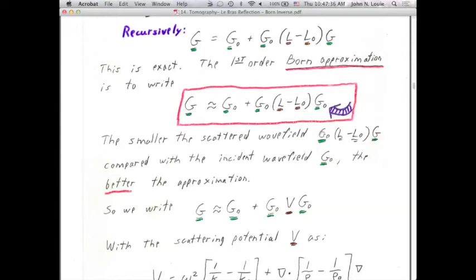This is an approximation now. We've got G naught, the propagation from a source to a scatterer, and here's the scattering potential L minus L naught, and then the propagation from the scatterer to the receiver. And here is the direct arrival, via some kind of bent ray, from the source to the receiver. That's what we're going to assume now is an approximation to the full Green's function.